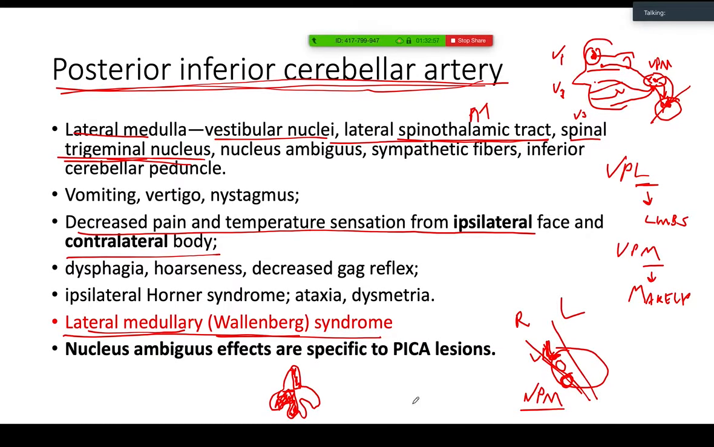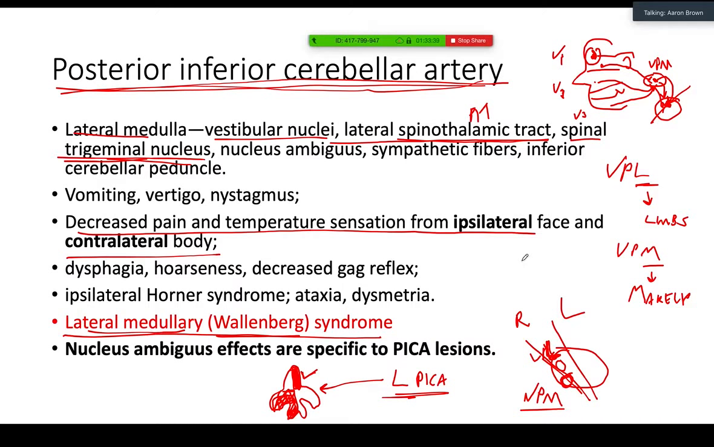Okay? So, with this man I just described, or this man I just drew, we see that on the left side of his face, he's lost sensation, and on the right side of his body, he's lost sensation, right? So if it's right side of body, left side of face, this should be the left PICA, right? Because spinal trigeminal nerves do not cross over. So we know if it's involving the trigeminal nerves on the left side of the face, it must be a left-sided lesion, okay?